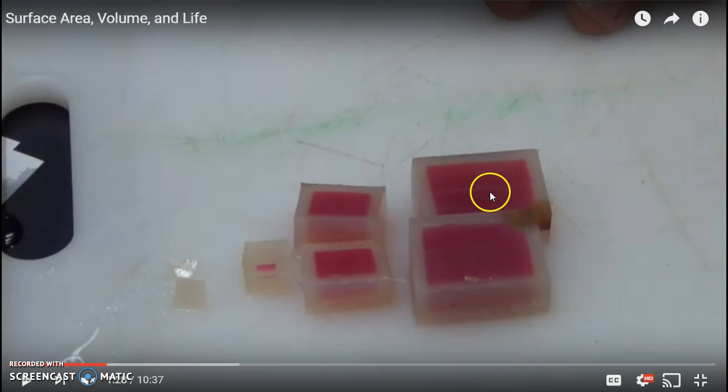So what is the significance of this? Well, if you're a cell, you cannot get all the nutrients into the middle of the cell and the waste products out. You can't get oxygen in, and you can't get oxygen out.